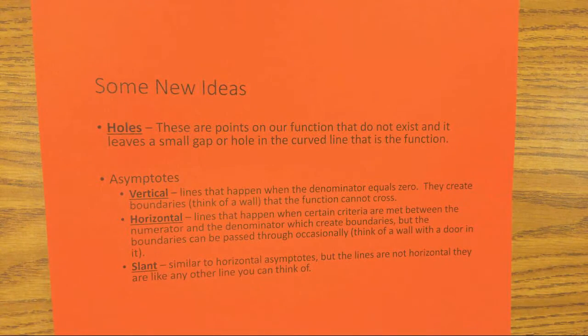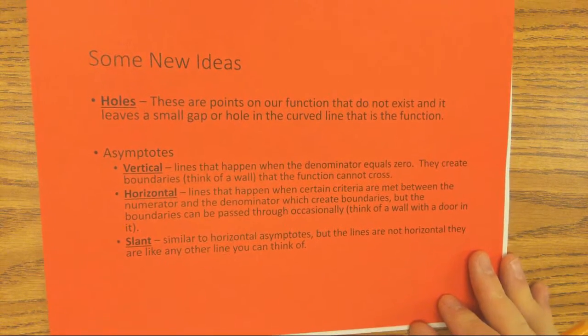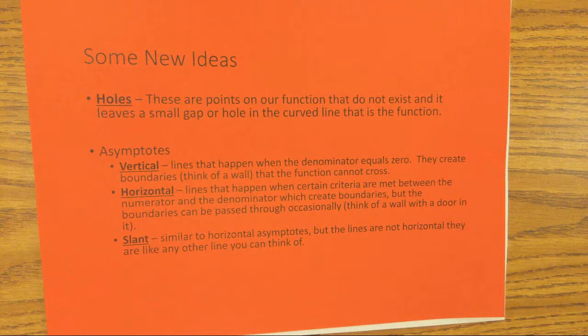Okay. So we've got a few little new vocabulary words. I don't know if you've heard them before or not, but these are just some new ideas that we have to think about when we're talking about graphing rational functions. The first one is holes. These are basically holes in the line that makes up your graph, and these are points on our function that do not exist, and it leaves a small gap or hole in the curved line that is the function. We'll give you an example of this a little bit later.